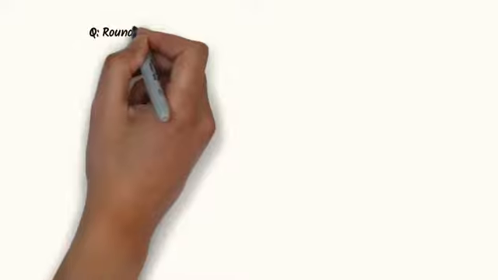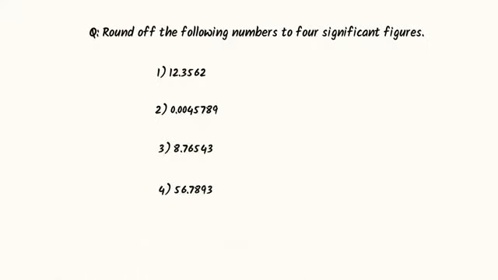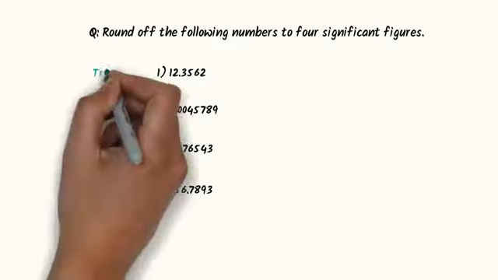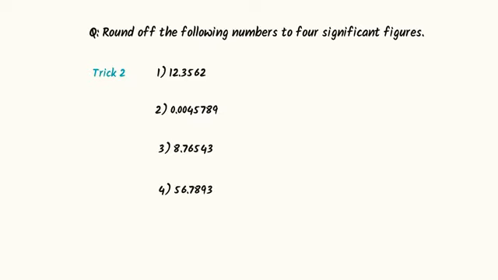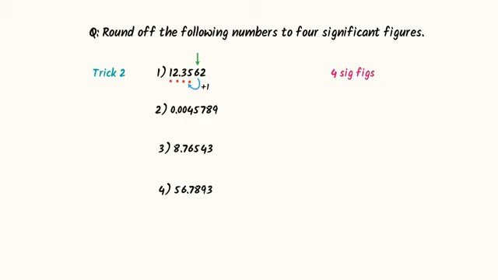Now consider question number 4. Same process, but this time we round to 4 significant figures. The first number is 12.3562. Decimal point is present. We use trick number 2. First non-zero is 1. 4 significant figures are 1, 2, 3 and 5. The next digit is 6. Since 6 is greater than 5, we round up. So 5 becomes 6. Thus the answer is 12.36.